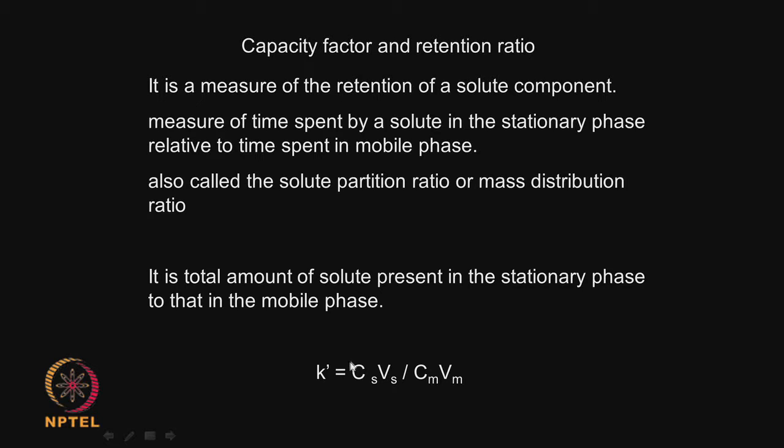mobile phase. So, if Vs is the volume of the stationary phase, Vm is the volume of the mobile phase inside that column, Cs is the concentration of the solute in the stationary phase, and Cm is the concentration of the solute in the mobile phase, then K dash is equal to Cs Vs over Cm Vm. This gives you the total amount of solute in the stationary phase inside the column to the total amount of solute in the mobile phase inside that packed column. That ratio is called the capacity factor. Okay.